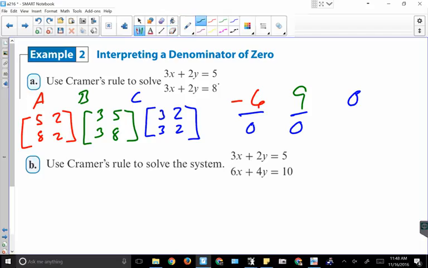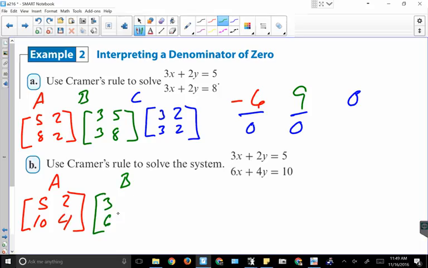So what about the next one? Is there a shortcut to that? Well, are they the same? I got 3, 2. Do I have 3 and 2 here? The answer is no. So set up the matrix. So for A, matrix is going to be 5, 10, and 2, 4. Matrix B is going to be, let's see again, that's going to be 3, 6, 5, 10. Matrix C is going to just simply be 3, 2, 6, and 4.